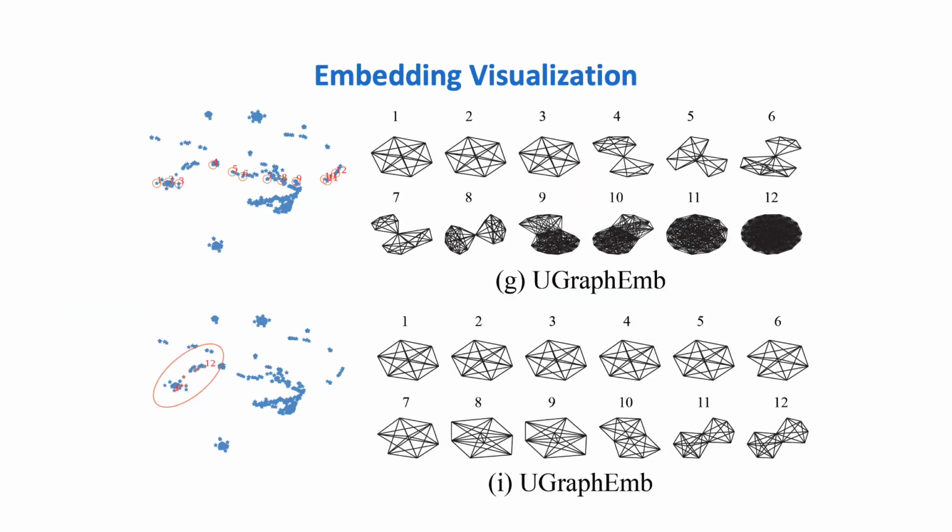Here is some visualization of the embedding we generated on 2 separate data sets. The little circles in red and the numbers show you where those graphs are located in this embedding space, and graphs number 1 to number 12 are illustrated on the right side. You can see that it is quite intuitive that similar graphs are indeed landed together in this embedding space.